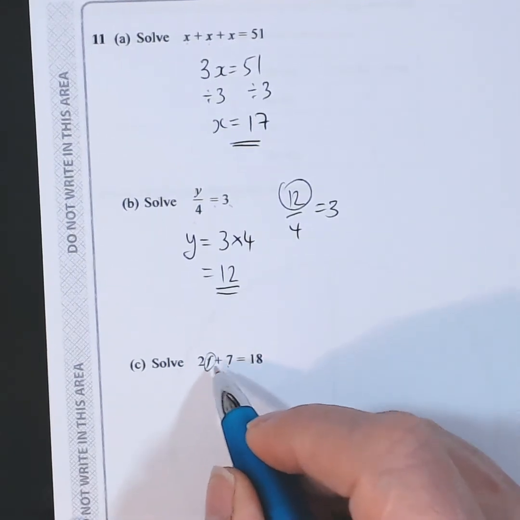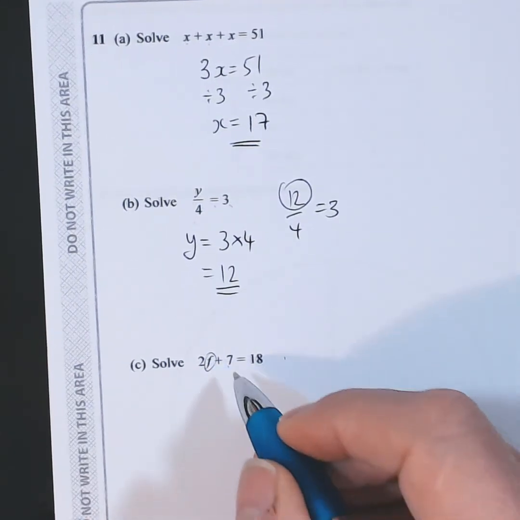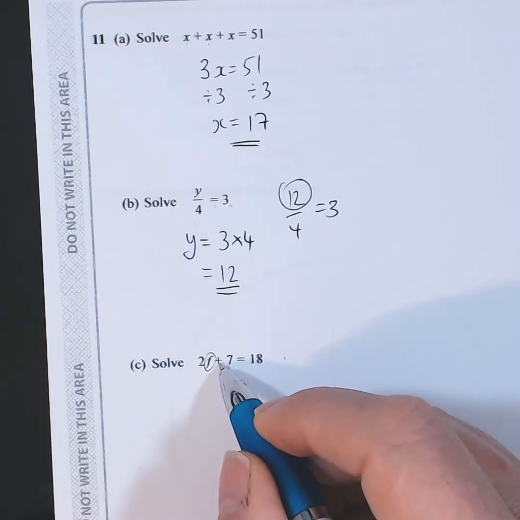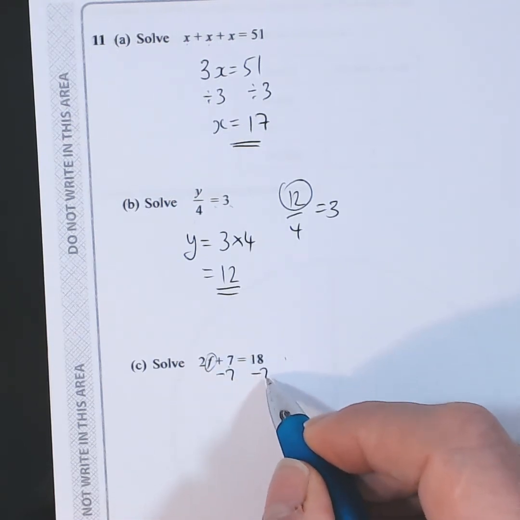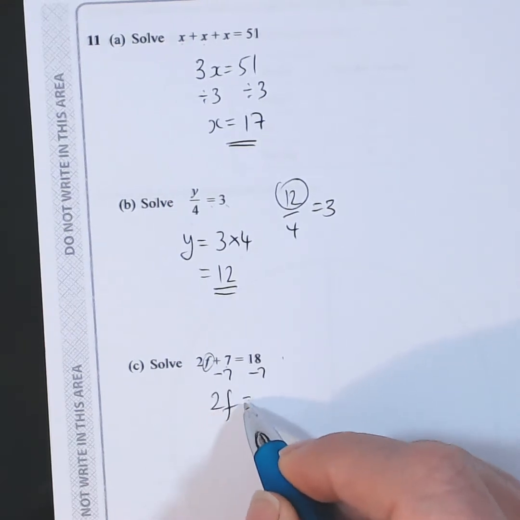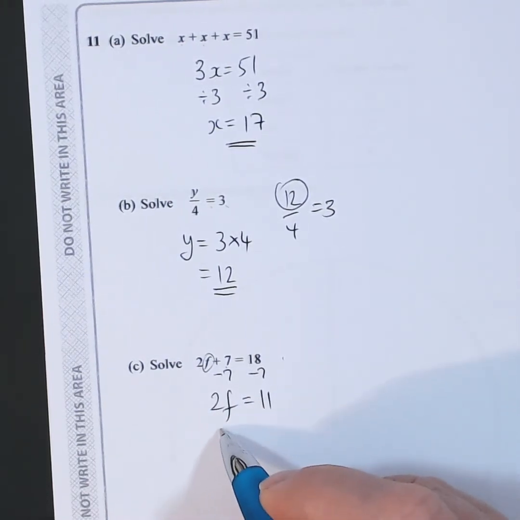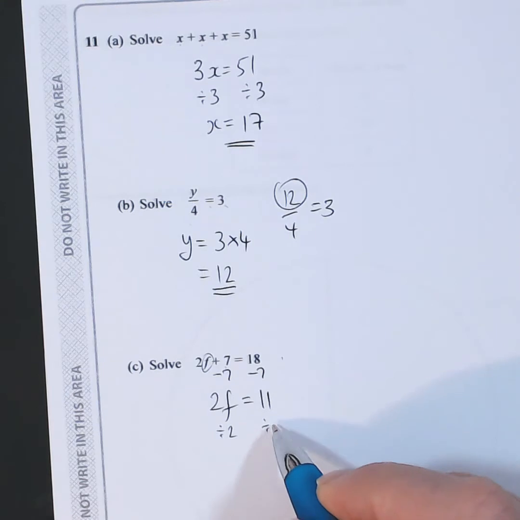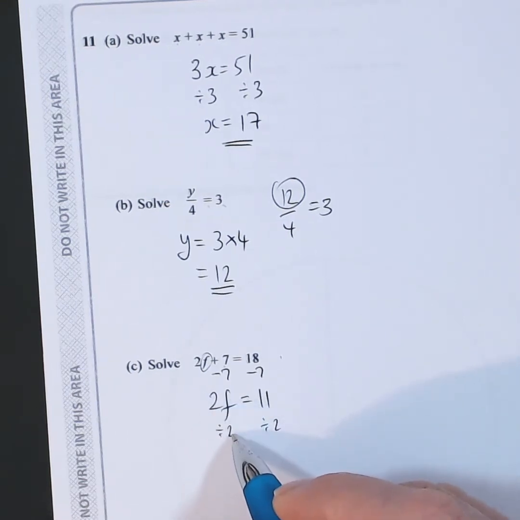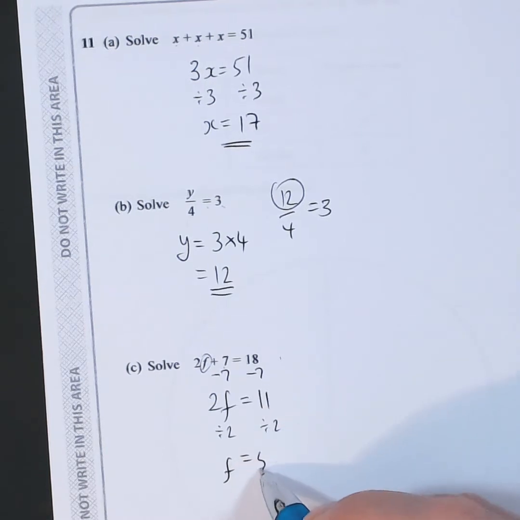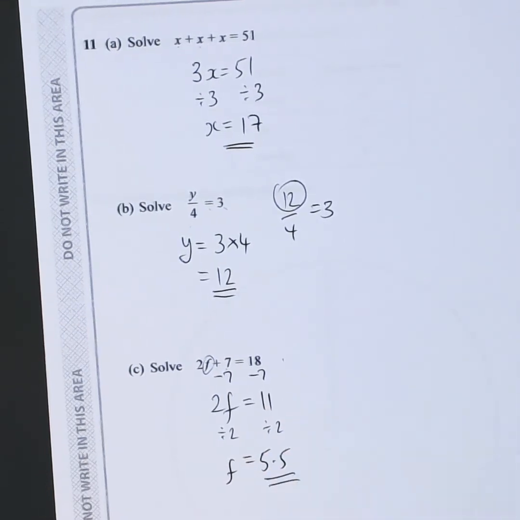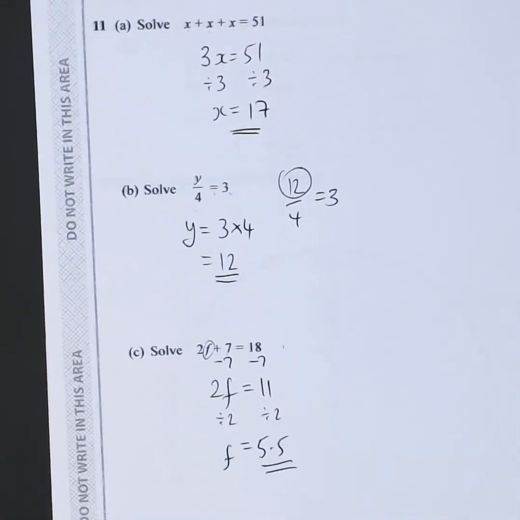This one says solve this, so we're going to want to leave f on its own. So we need the 7 and the 2 to be on the other side of the equals. So the first thing we do is the term that's not attached to the subject. So we're going to take away 7 to make that 0. We must balance it though. So 2f are going to be worth 11. We want to know what 1f is, so we divide by 2 to get 2 to become 1. So 2f divided by 2 is 1f, and 11 divided by 2 is 5.5. So those would be the answers to those.